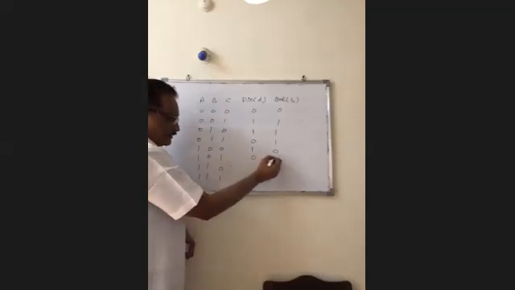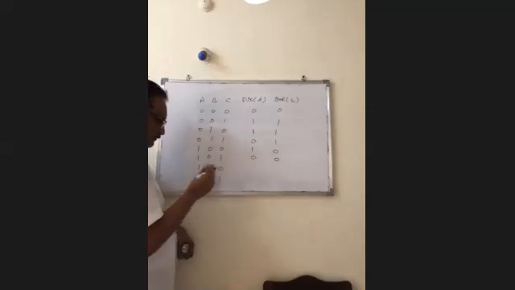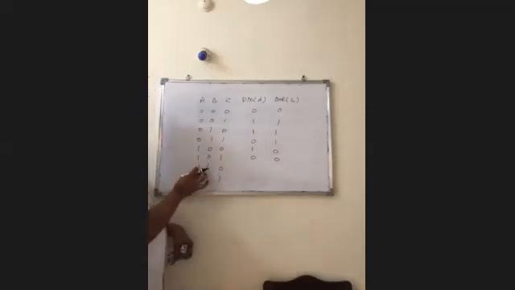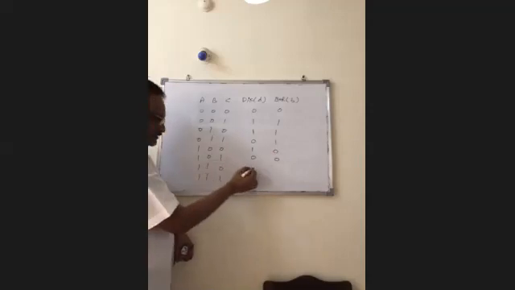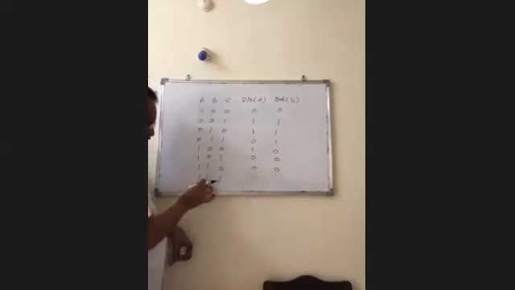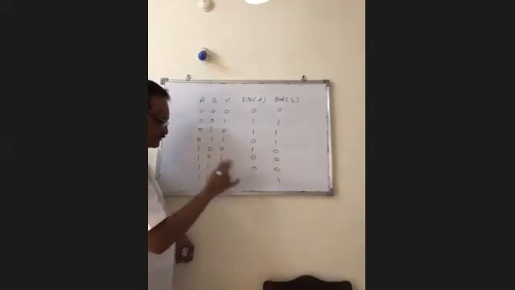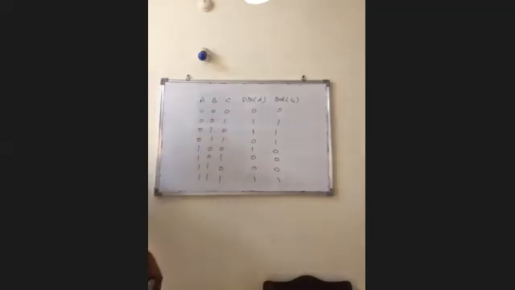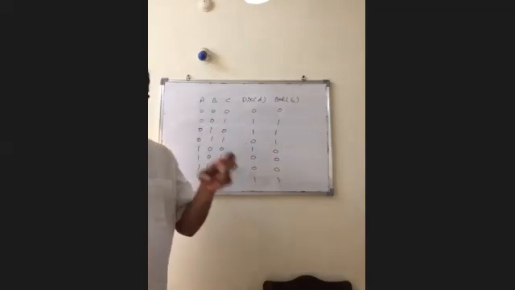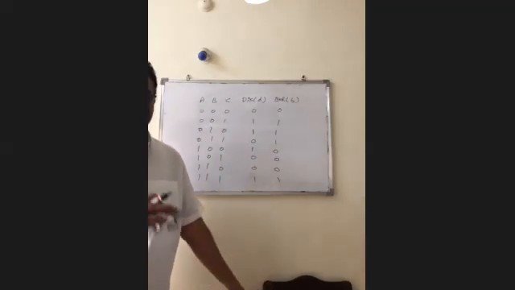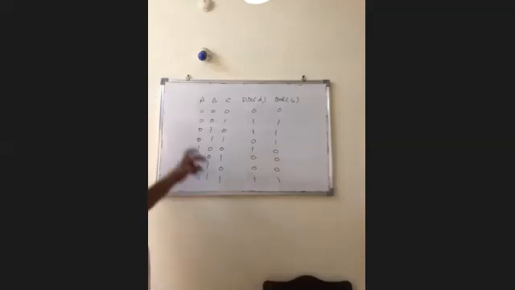And borrow is also equal to 0. For 1 minus 1, difference 0. 0 minus 0, difference 0, and borrow is also equal to 0. 1 minus 1, 0. 0 minus 1 requires one borrow, then this becomes 10. 10 minus 1, difference also equal to 1. Don't get confused. This is the truth table or the function table of the full subtractor.